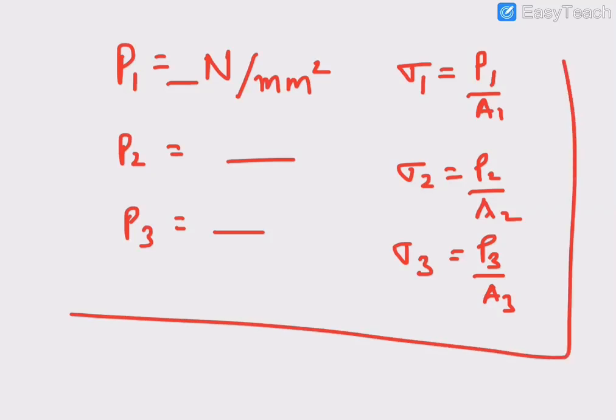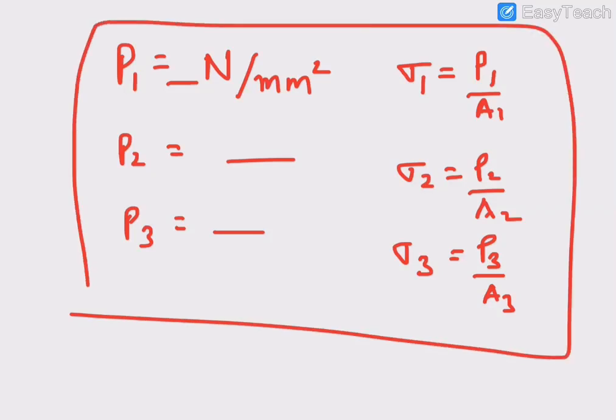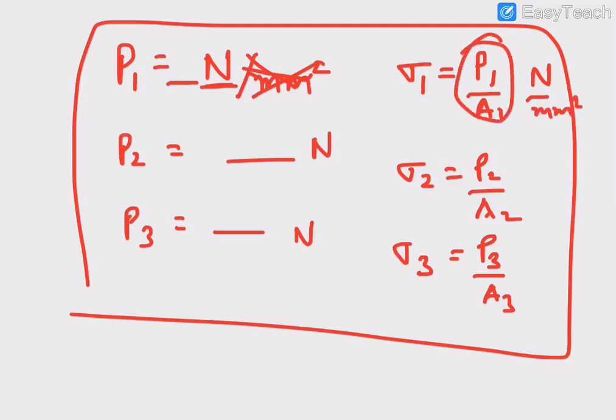You can send all the answers to me. The value of P1 is not in Newton per mm square. I am incorrect here. This is only in Newton. This one is also in Newton. This value is calculated in Newton per mm square. Is it okay? P1 by A1. P1 is in Newton and area is given to you in mm square. Okay? That's why you can calculate this one.